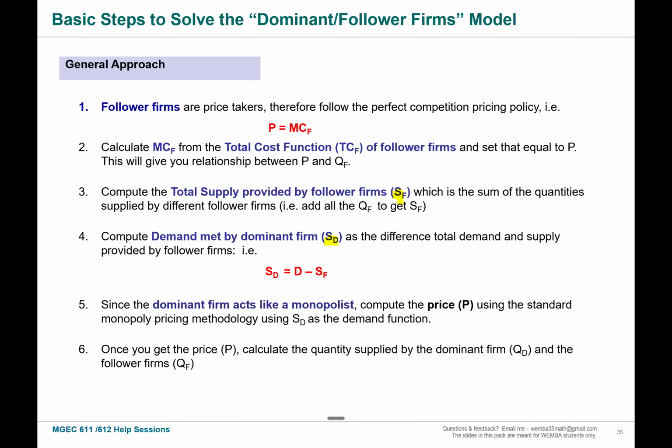Okay, so what have we done? In a dominant-follower setting, first I need to compute the total supply from the follower firms using perfect competition ideas. Then from the total demand, I subtract the supply of the follower firms. That gives me the demand that the dominant firm is facing, and then the dominant firm sets the price. So I can use the monopoly pricing structure, but using the demand that the dominant firm faces, to set price and quantity. That's really the process.